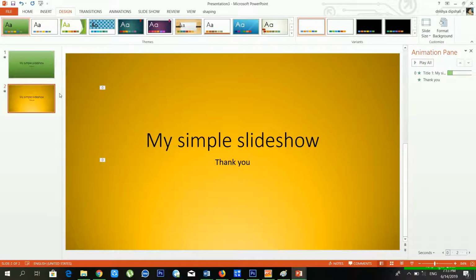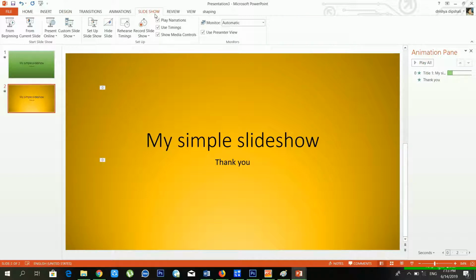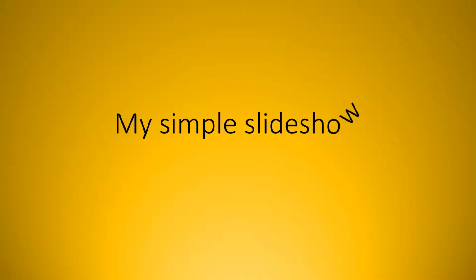If I want to play from my current slide, meaning slide number 2, you have to go to Slide Show and click From Current Slide, or you can directly press Shift plus F5, but I'm clicking From Current Slide. Now you can see my second slide is playing because I chose From Current Slide. That's the benefit of it.